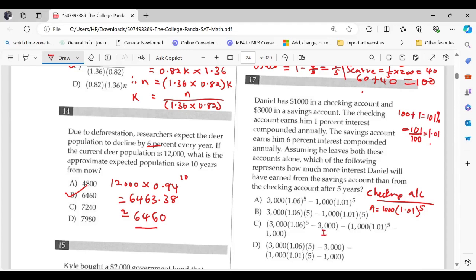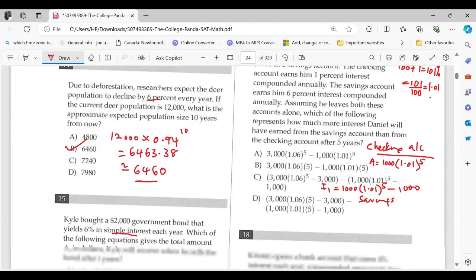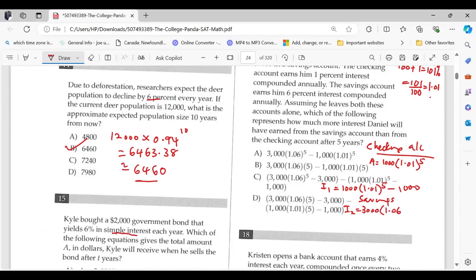So here, the interest, let's call it I1, is going to be 1,000 into 1.01 raised to power 5 minus what is invested. Now, for the other account, which is savings, we do the same thing. Interest for savings, which is I2, is going to be 3,000 increased by 6%. Then remove the amount invested.